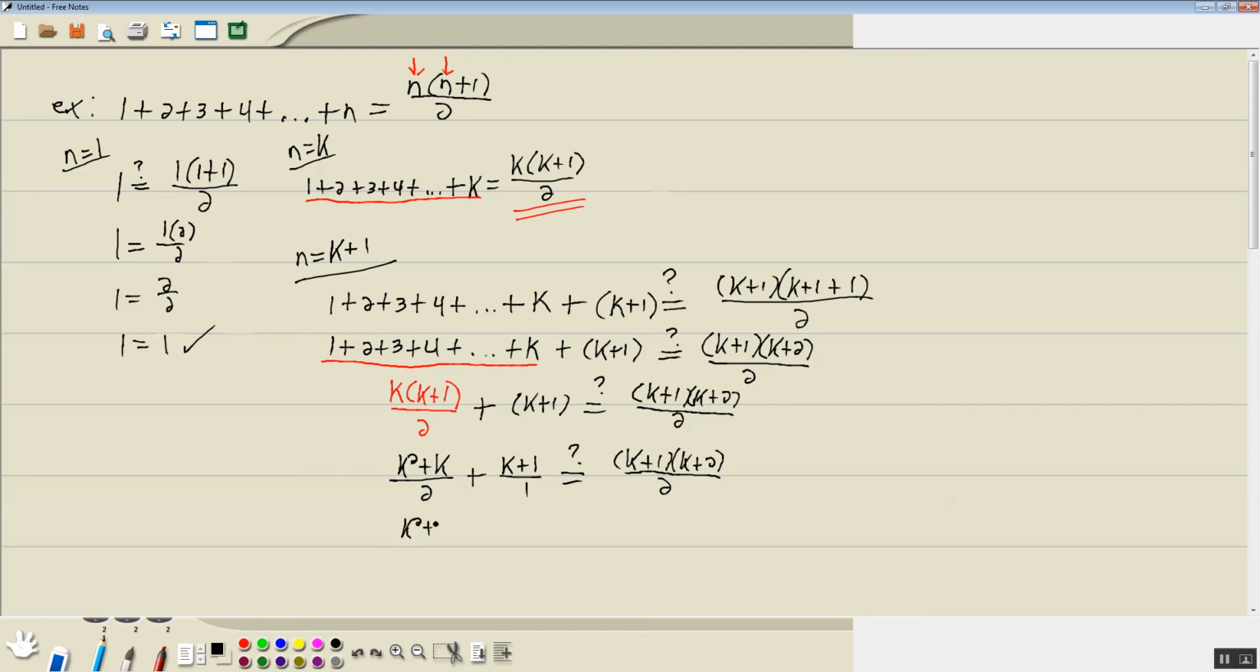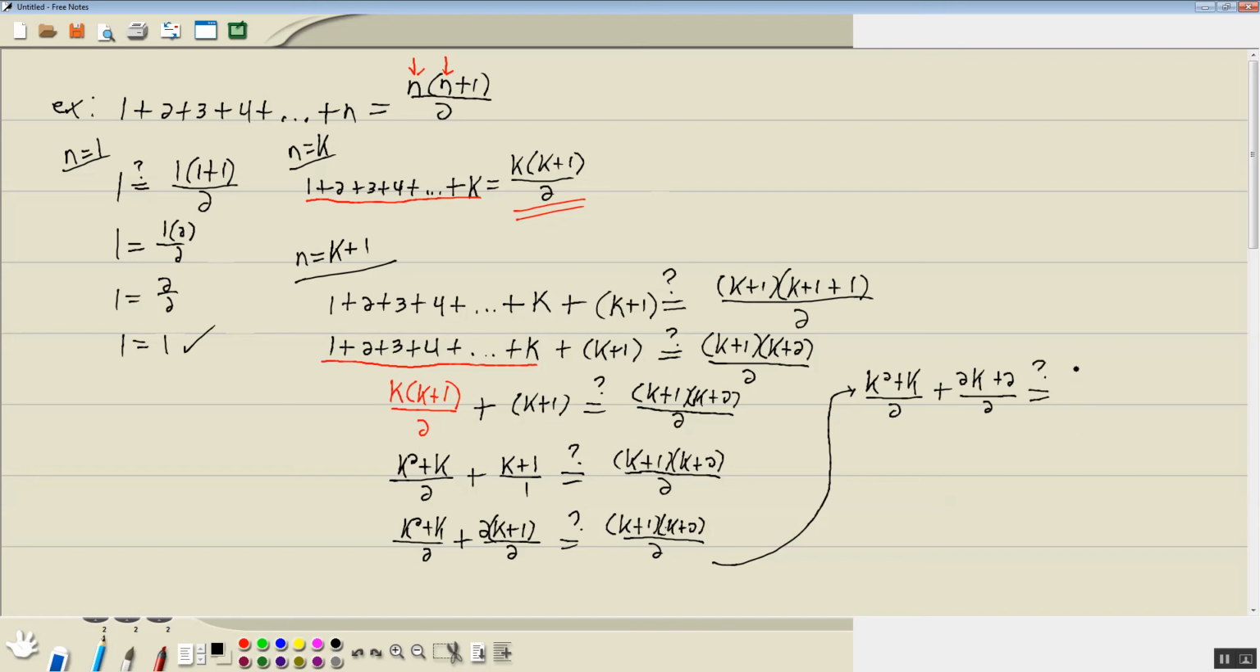So I'm going to rewrite each of these with the common denominator. Now here I multiplied the bottom part by 2, so I have to multiply the top part by 2. So I got 2 times k plus 1, and we're wondering if that's equal to k plus 1, k plus 2 over 2. Okay, now I'm going to do a little bit of simplifying. So I got k squared plus k over 2 plus 2 times k is 2k, 2 times 1 is 2 over 2. And we're wondering if that's equal to the right-hand side.